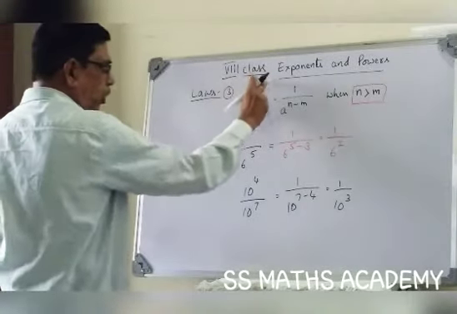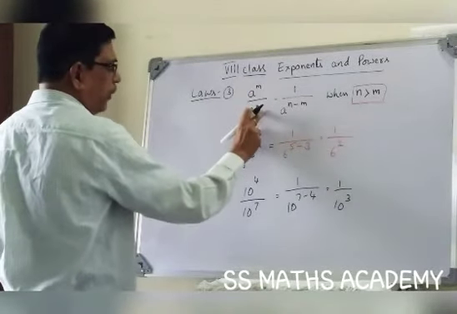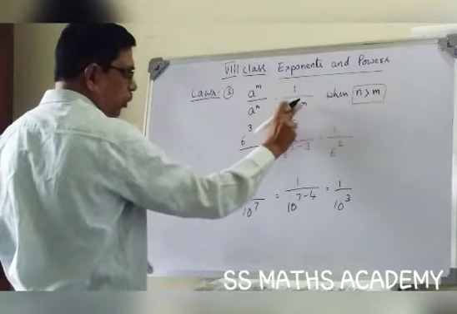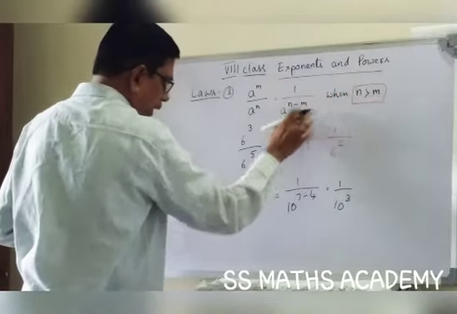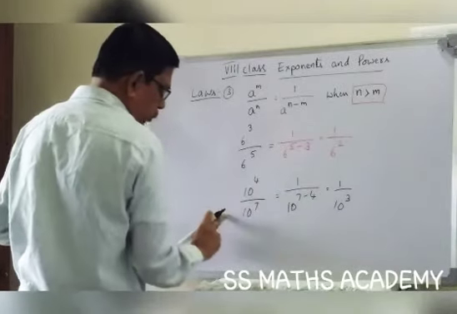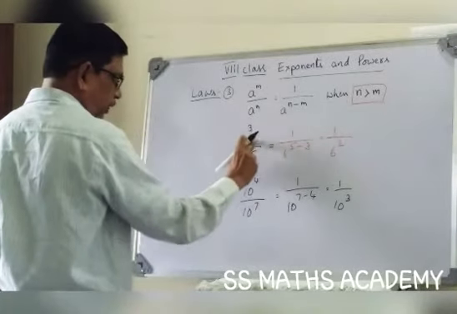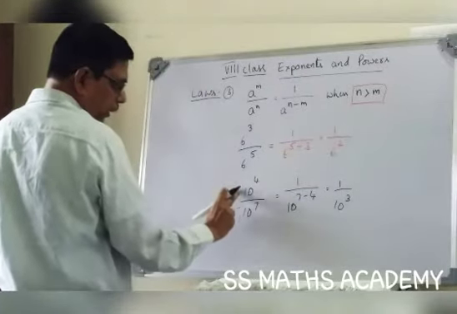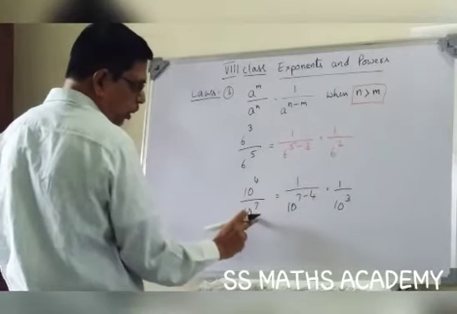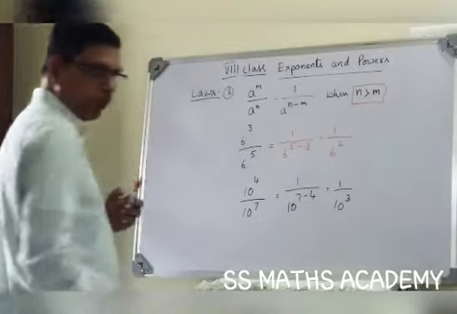That is 1 by 10 to the power of 3. So, a to the power of m divided by a to the power of n is equal to 1 by a to the power of n minus m, when n is greater than m. Regarding this, note down these two examples. 6 to the power of 3 by 6 to the power of 5 is equal to 1 by 6 to the power of 2. 10 to the power of 4 by 10 to the power of 7 is equal to 1 by 10 to the power of 3.